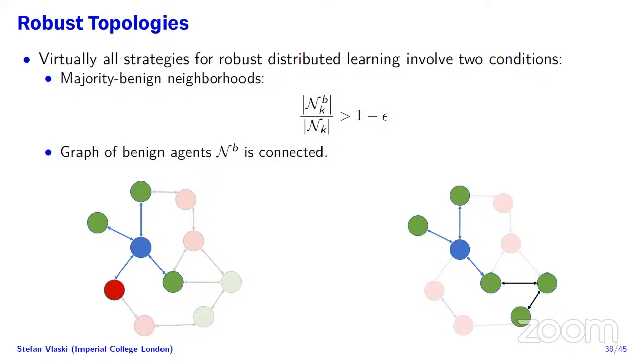But the second condition that you have is that for any given agent, the majority of its neighbors will need to be benign. And that's because if I'm an agent and I'm receiving messages from, let's say, 60% malicious people, then I will not be able to filter all of them out, right? So I need, for every agent, the majority of its neighborhood to be benign, and then I need the remaining graph, once I remove all malicious agents, to be connected.